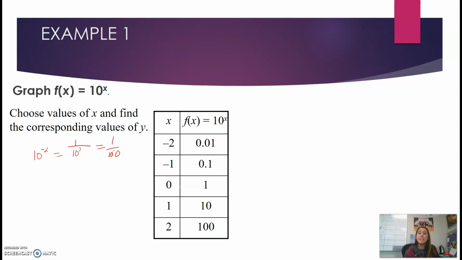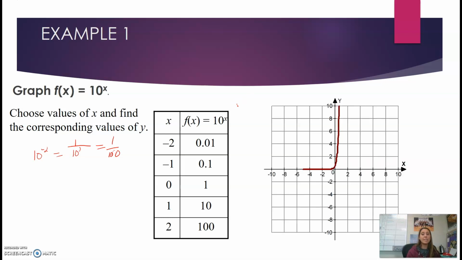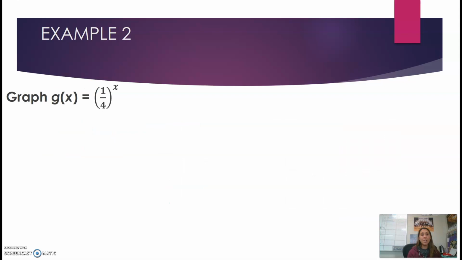I'm expecting that this is going to be exponential growth because we have 10, which is greater than 1. And, well, yep, that's exactly what I have. So if I were to graph that, that's what the graph would look like. Make sure you get that sketched into your notes. So now I'm looking at this one.